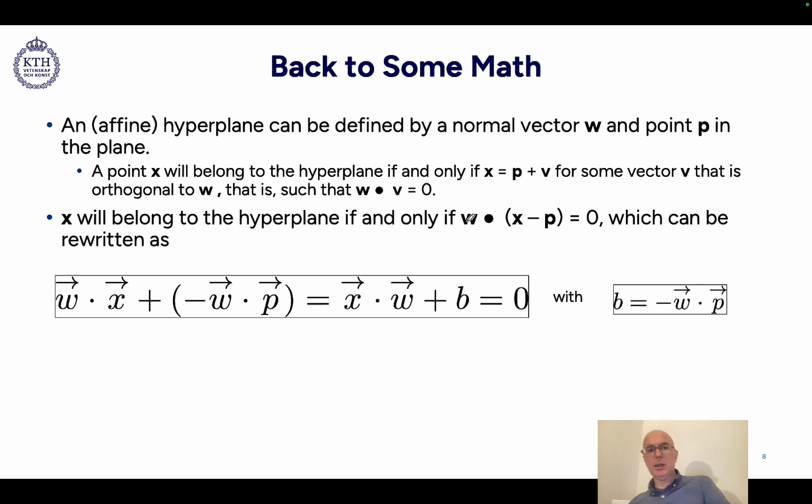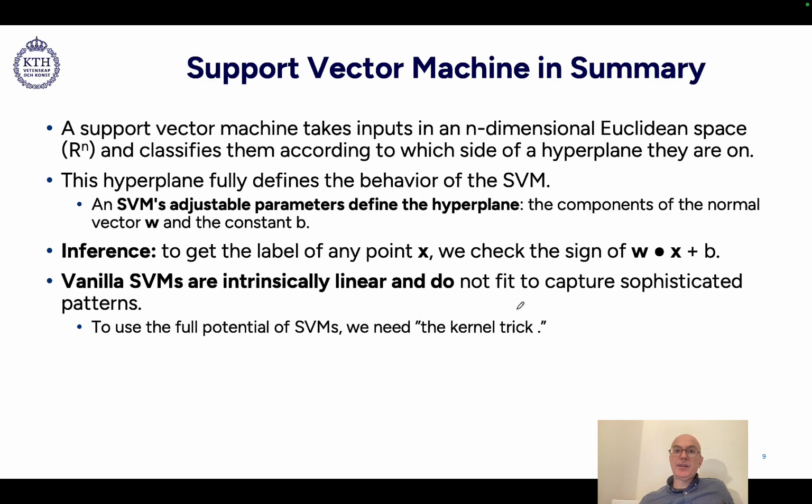We can do some math, right? And that is generalizing. We can just rewrite this equation in the following way. I want just to summarize what the steps are. So a support vector machine, SVM, takes an input in an n-dimensional Euclidean space, and classifies points according to which side of the hyperplane they are on. The hyperplane fully defines the behavior of the support vector machine.